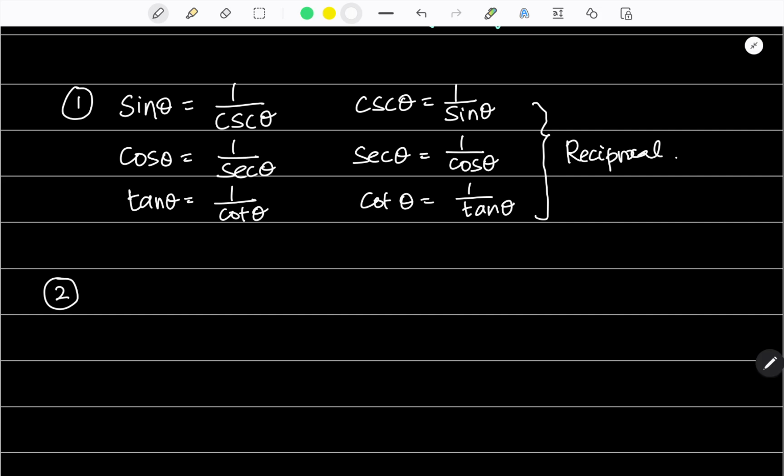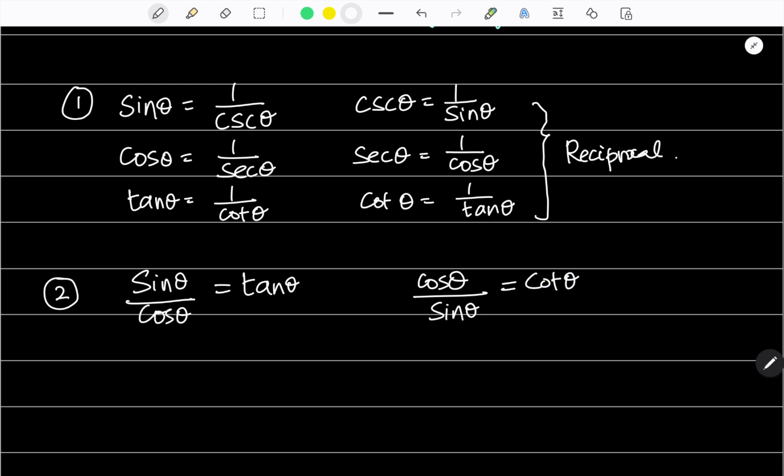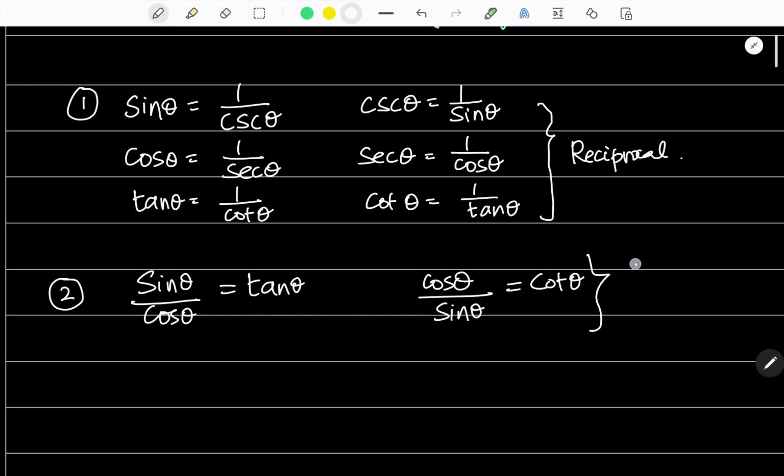Next, let's go for the second rule. The second rule is sin theta divided by cosine theta is equal to tan theta, and cosine theta divided by sin theta is equal to cot theta. What is the name of the rule I told you in this? This is called the quotient rule.